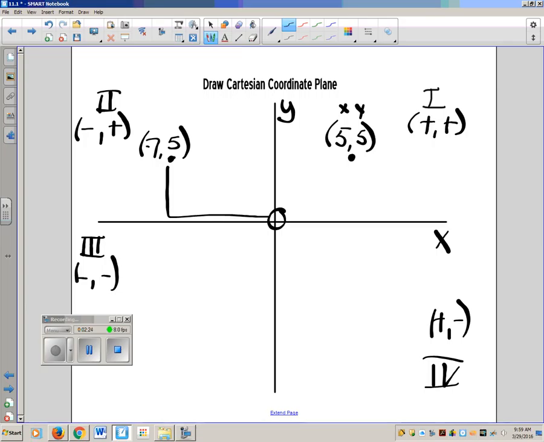Let's go negative 7, negative 5. This time you're going to go left and down. Keeping up with the pattern, what's going to be the final coordinate? AJ? 5, negative 5. Good. So right 5, down 5.